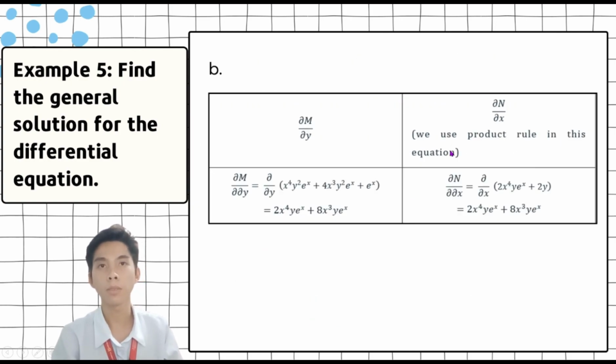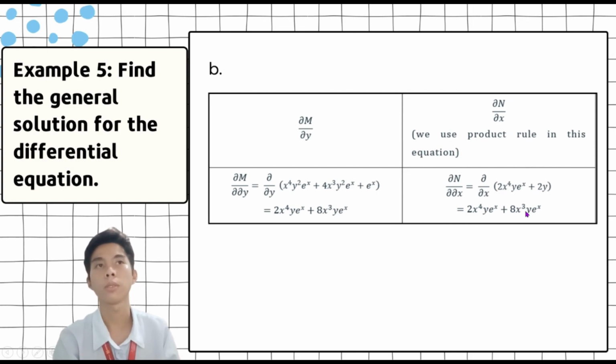So for the partial derivative of M with respect to y, we now have 2x raised to the power of 4 y e to the x plus 8x cubed y e to the x. And for the partial derivative of N with respect to x, using the equivalent equation, we can get 2x raised to the power of 4 y e to the x plus 8x cubed y e to the x.